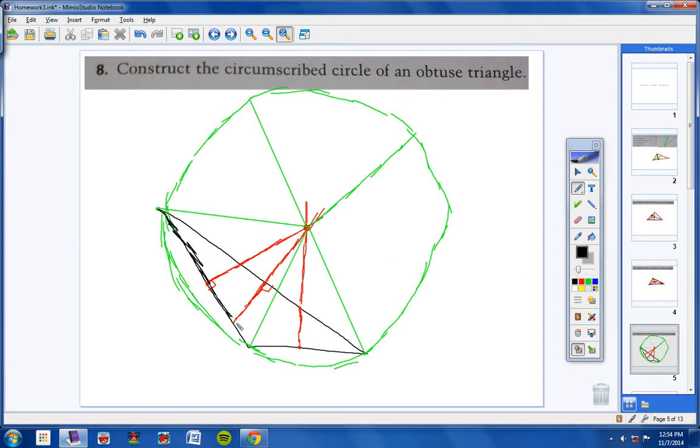And you say, Mr. Earhart, what do you mean by circumscribed? Well, each vertex of the triangle lies on the circle. There it is. We did it. That's it. That's exactly what they wanted. Okay? All right, number 9.